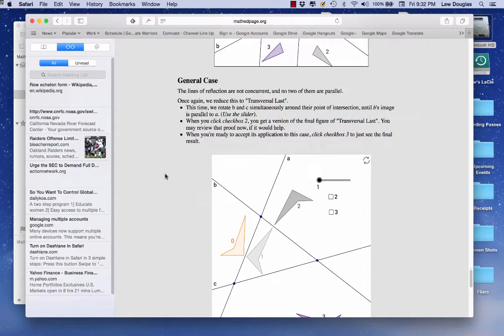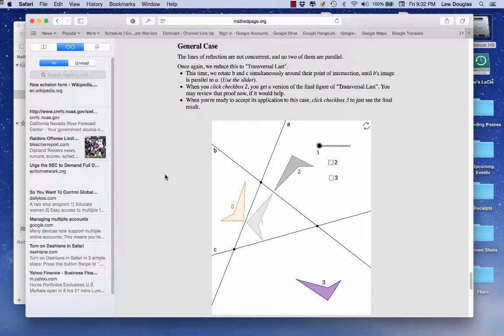Now here's the general case in which we also reduce to transversal last. In this case, no lines are parallel, so the three lines meet in three distinct points. But we are going to do the following. We're going to rotate B and C. This is a little hard to follow. B and C simultaneously around their points of intersection until B's image is parallel to A, so we're going to make two parallel lines.